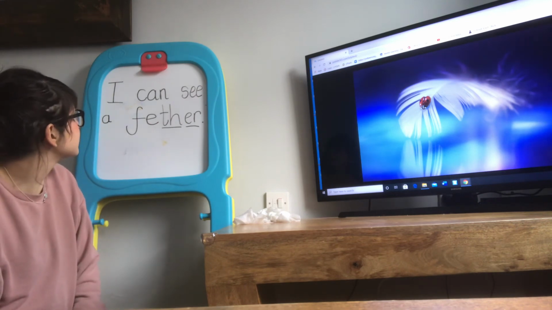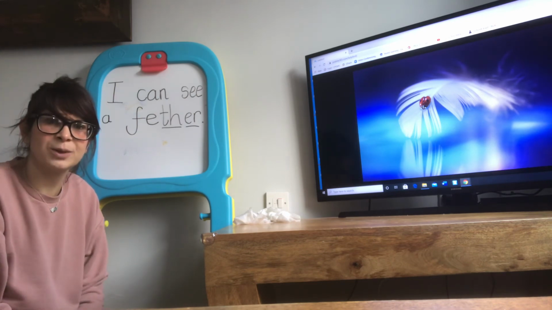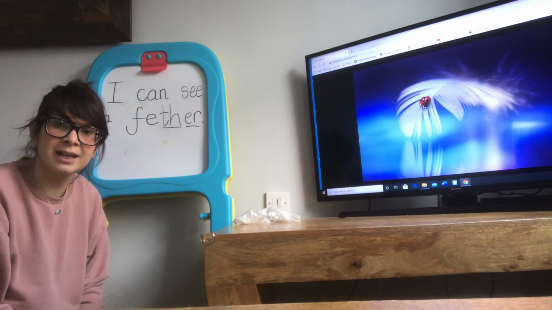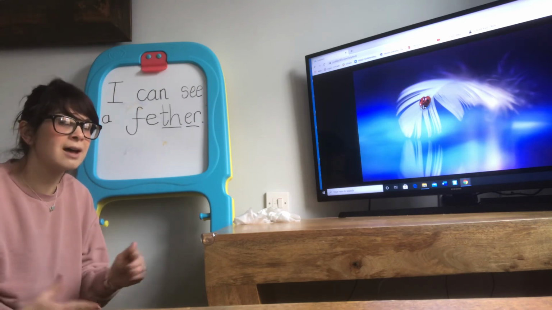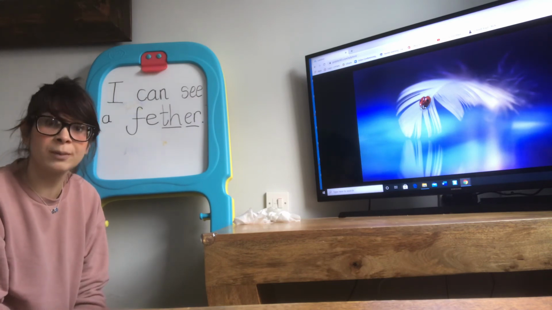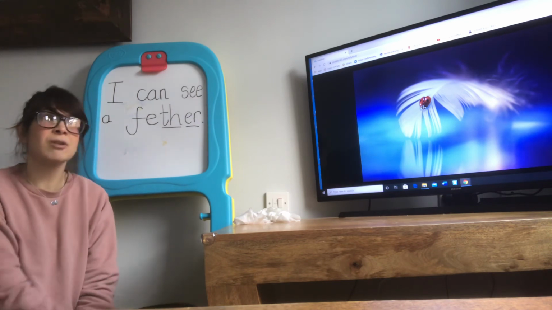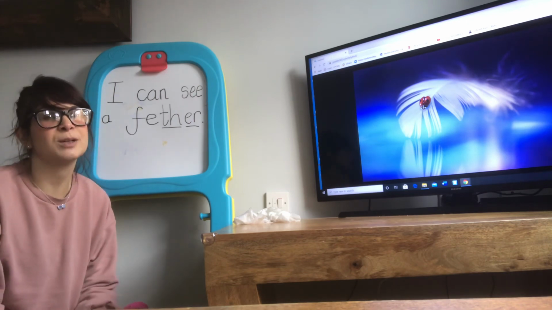So I can see a feather. Wow, that was a complicated word. We've done really, really well today. Our sentences are getting a little bit trickier. We're moving through now, we're nearly at February half term, that's halfway through our year. So we're trying to extend ourselves, push ourselves and work as hard as we can.